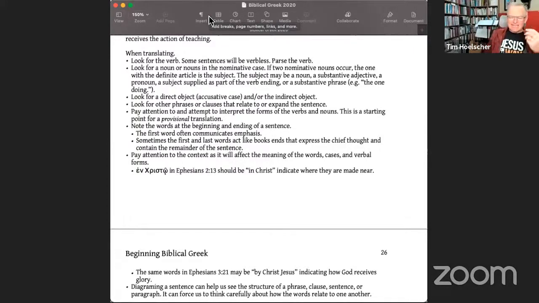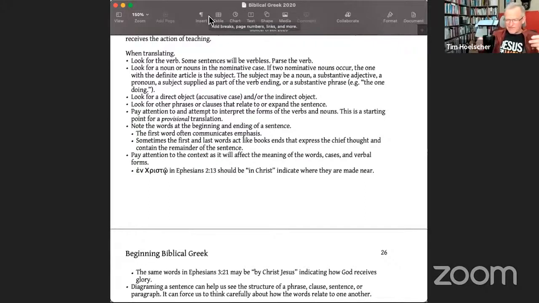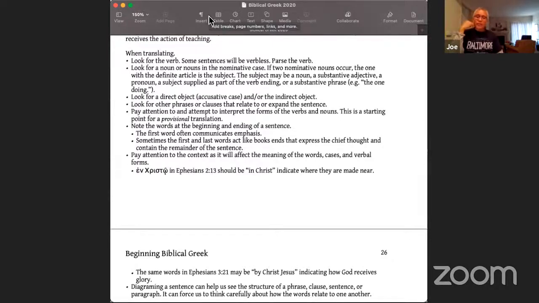Then the second thing we're going to look for is nominative nouns or substantives, and distinguish a noun from a substantive. A noun is a substantive technically, but what is a substantive? It's the substantive use of an adjective. So it could include male, female, or a group of people. A substantive is an adjective functioning as a noun.